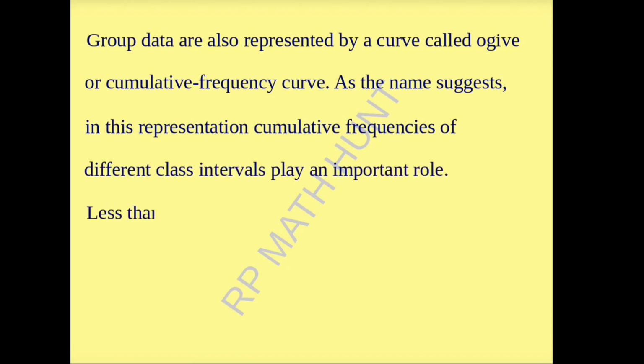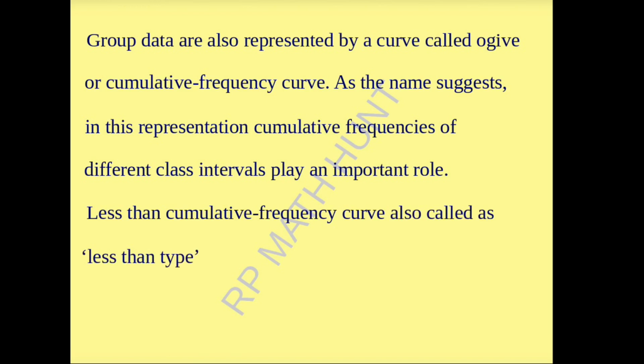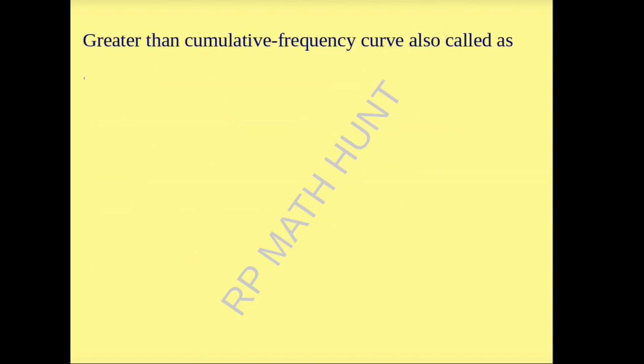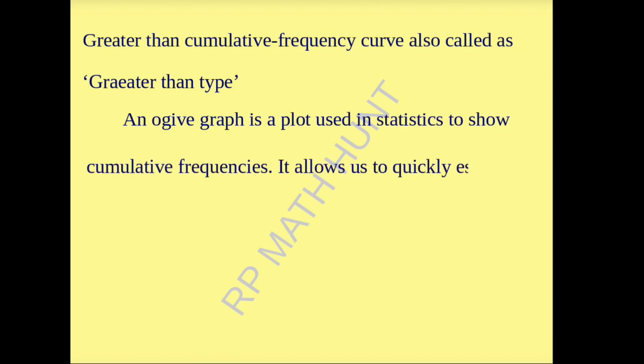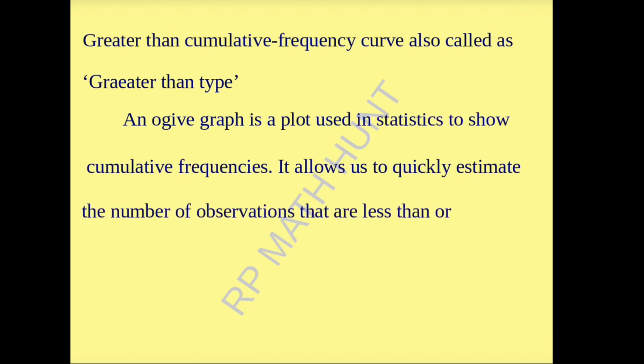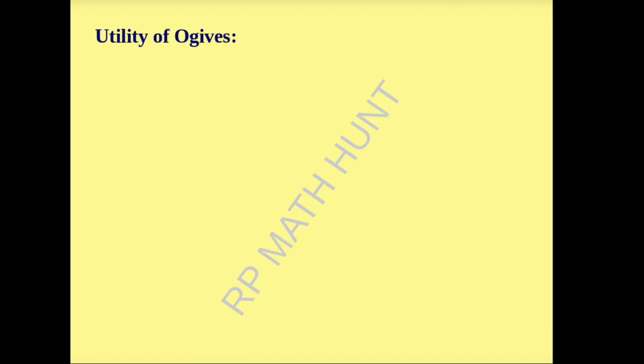The less than cumulative frequency curve is also called the less than type. Now, the greater than cumulative frequency curve is also called the greater than type. An ogive graph is a plot used in statistics to show cumulative frequencies. It allows us to quickly estimate the number of observations that are less than or equal to a particular value.